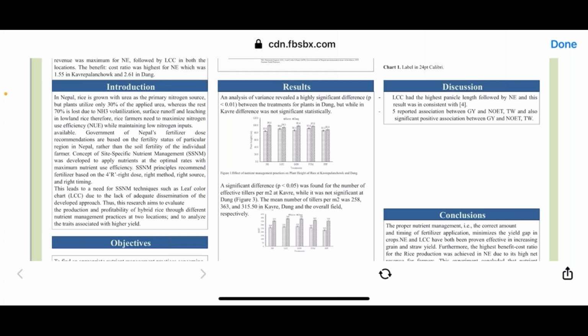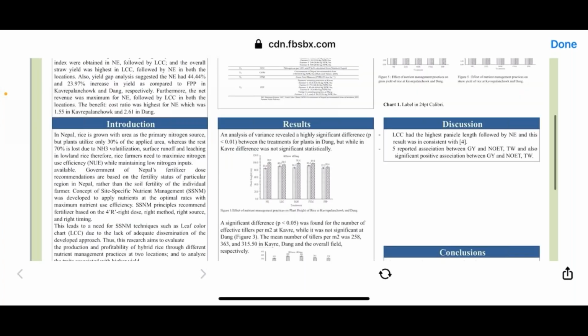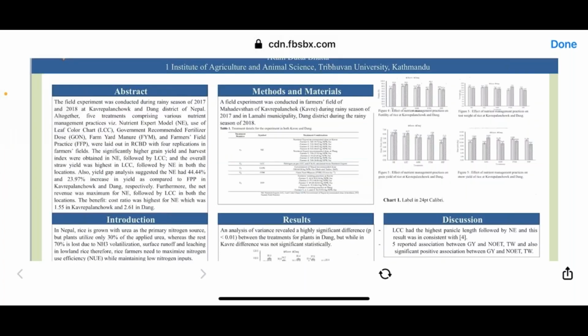Now, straw yield. There was significant difference between nutrient management treatments for straw yield in Kavre district and Dang district. The mean straw yield in Kavre was 10.9 ton per hectare and in Dang was 10.97 ton per hectare. The overall mean was found to be 10.93 ton per hectare.